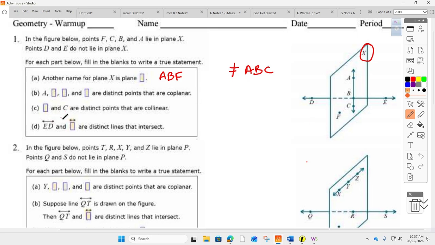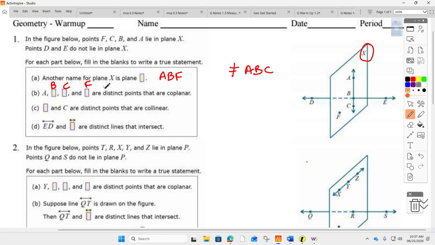Points A, B, and C are distinct points that are coplanar. I think yesterday I gave you the impression that you could not say that points on the line are coplanar. Points ABC are coplanar points. You just can't name the plane by that, okay? So A, B, C, and F, they only give us 4 points here. So the only option is A, B, C, and F. Great question. It does not.